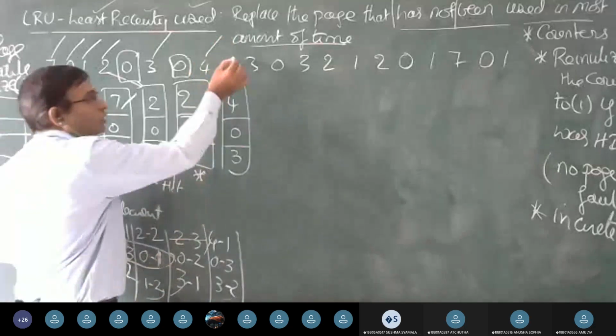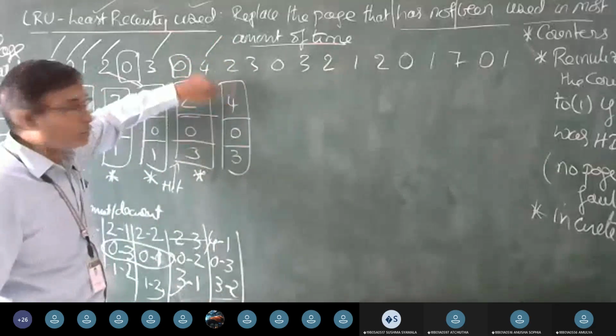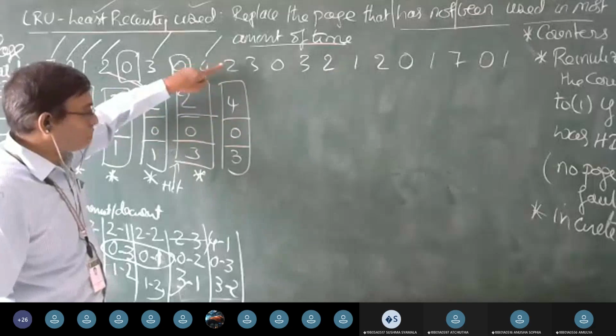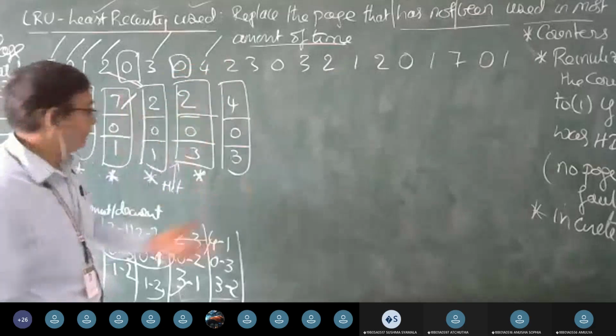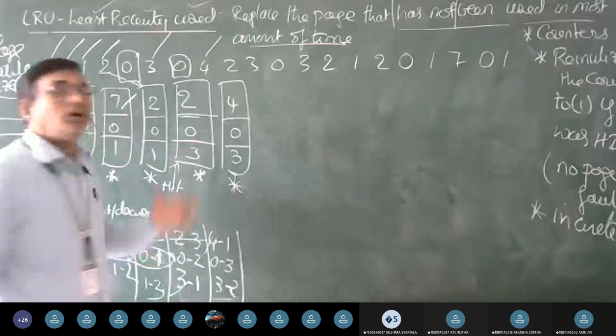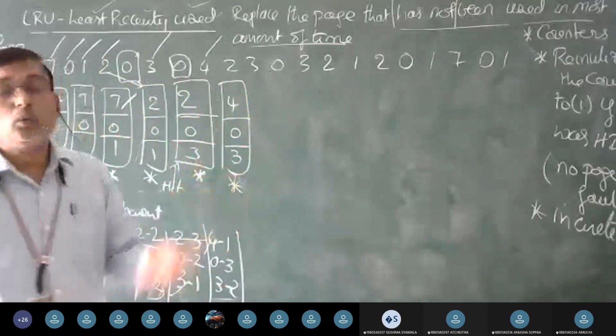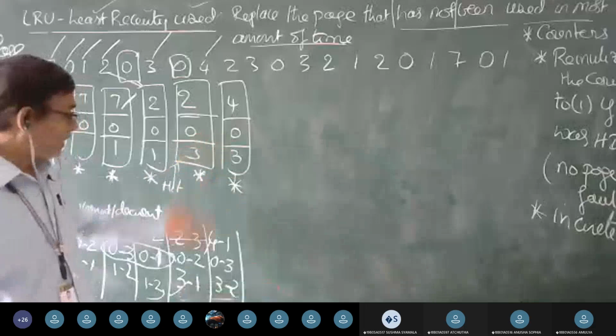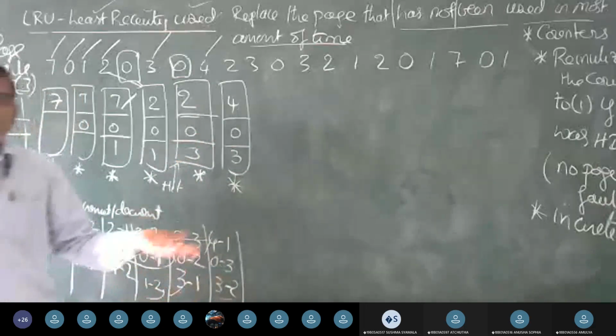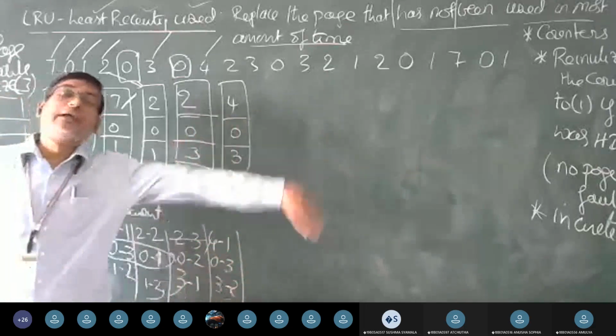Next one, 2. Is 4 equal to 2? 2 is equal to 0? 2 is equal to 3? Definitely there is a page fault. Okay, what should I do if a page fault comes? I have to replace the page. Which page do I have to replace? See the counter. In this counter, which value is greater, you go and replace it.